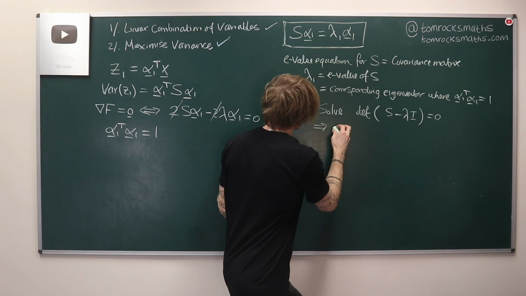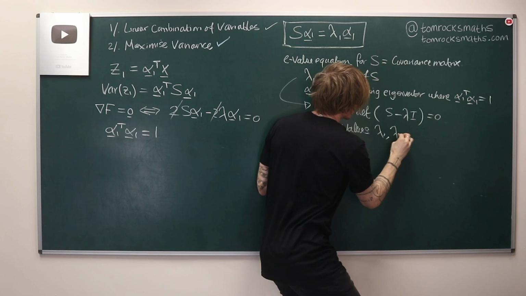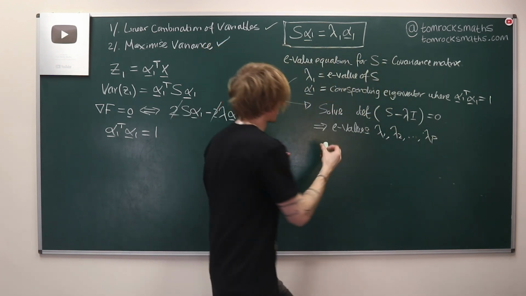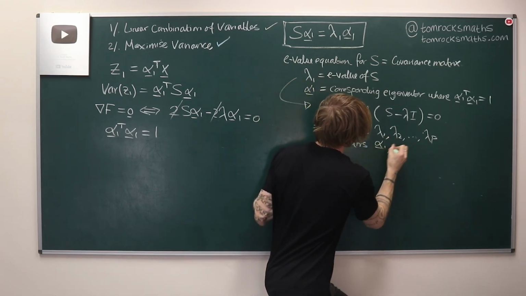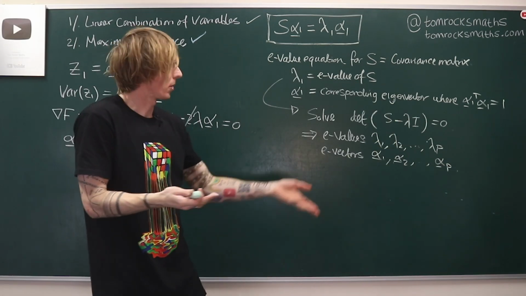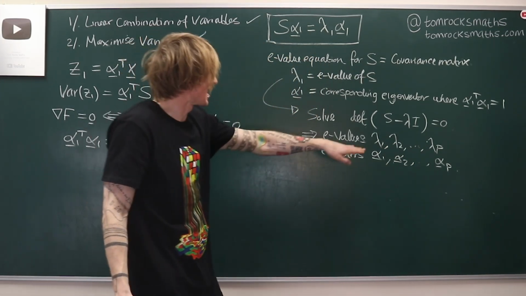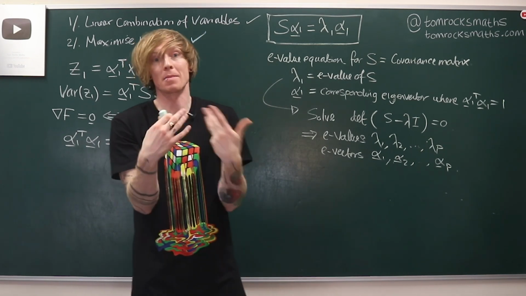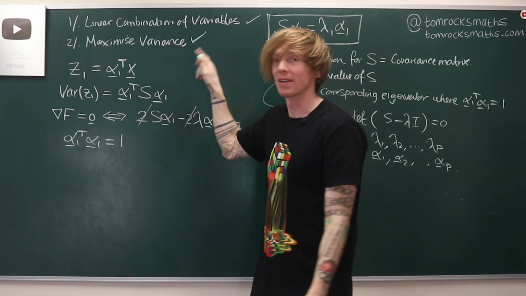So we then solve to get the eigenvalues, lambda 1, lambda 2, through to lambda p, and their corresponding eigenvectors. So each one will have a different eigenvector. So this will be alpha 1, alpha 2, up to alpha p. So now the question is, which one of these eigenvectors is actually the one we want? Because each of these, it turns out, will be one of the principal components, but remember, we want the particular one that's going to maximize the variance.